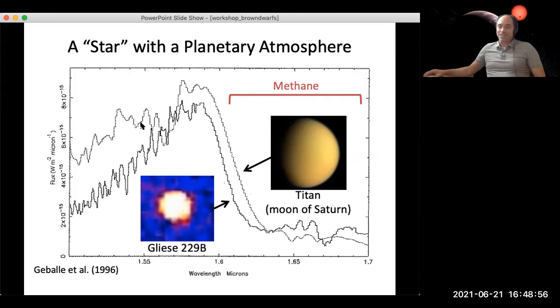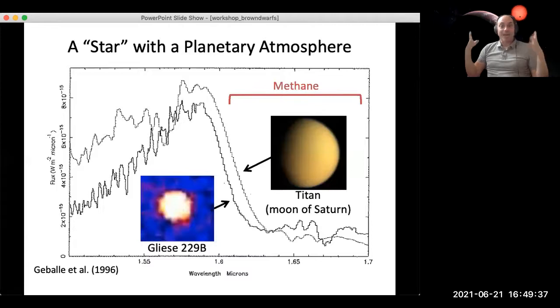So let me explain what you're seeing here. This is a spectrum plot. This is in the infrared, so this is wavelength in microns. This is in what we call the H band region of the spectrum, and H corresponds to the filter that that wavelength range covers. And what you're seeing is the spectrum of Gliese 229b in this front line and then Titan here. They both have very similar shapes. In particular, they both show a very strong absorption band that we know is due to methane. And for Titan, that's because Titan's atmosphere is made of mostly methane. I think it's one of the only moons that has a significant atmosphere.